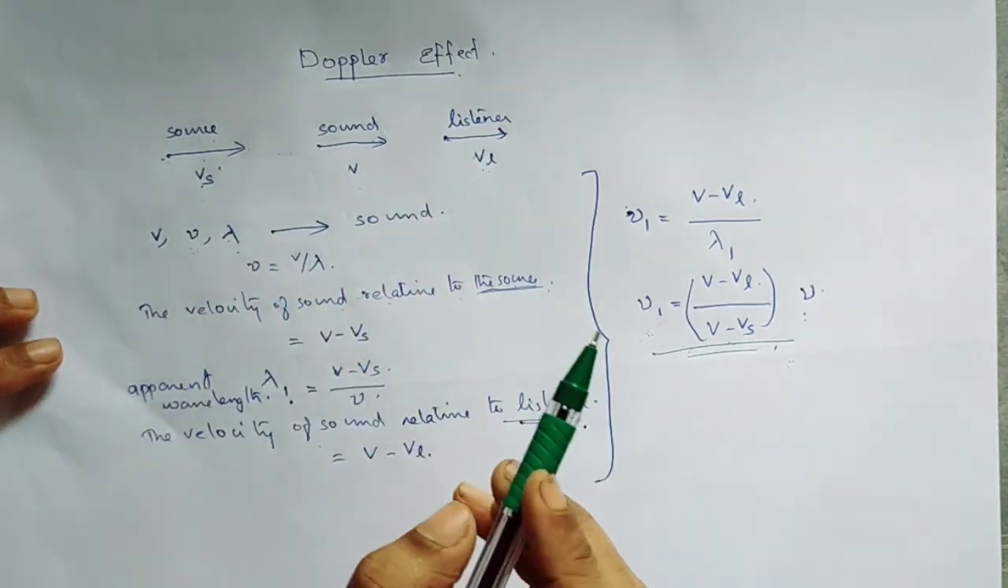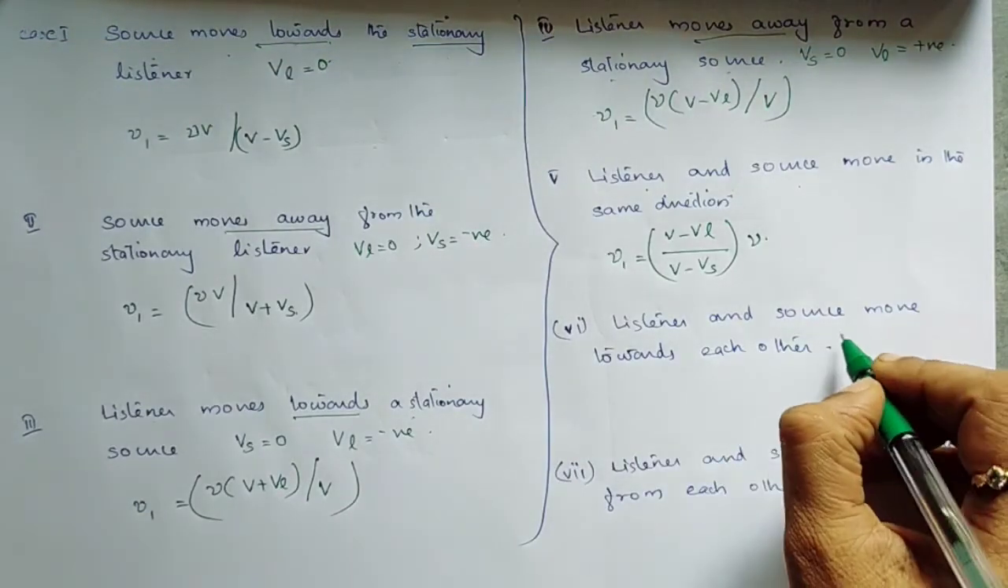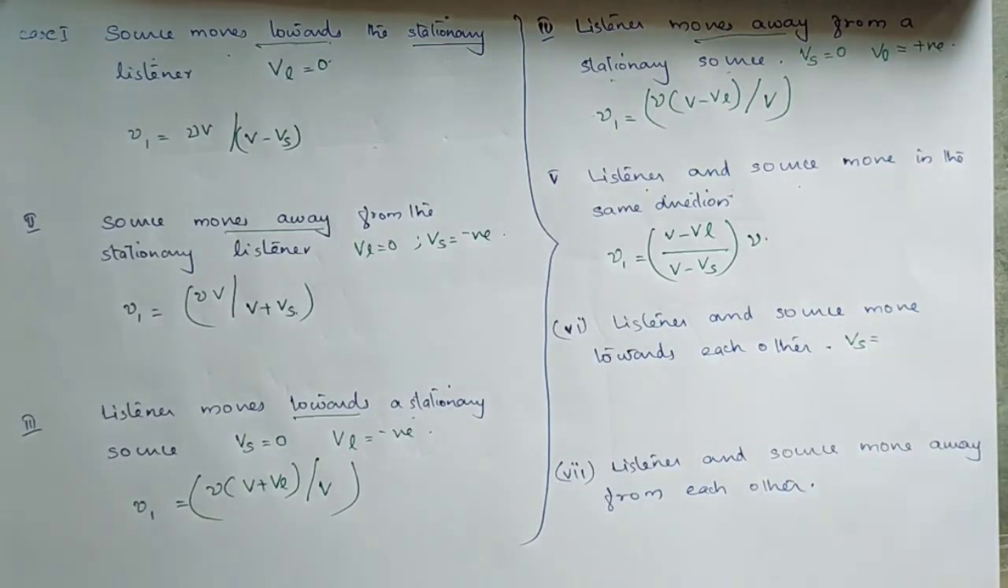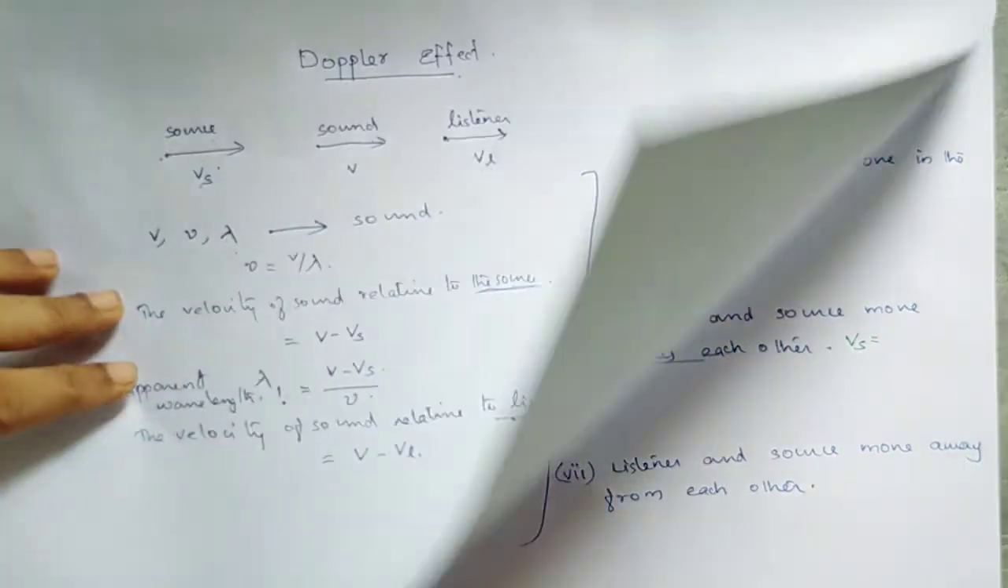Towards each other. So what about the conditions? Here Vs is positive or negative? Listener and source move towards each other.